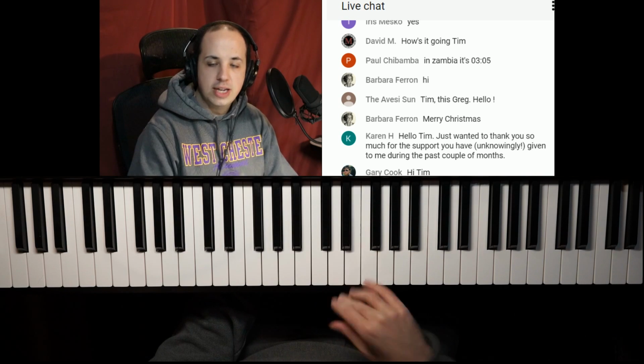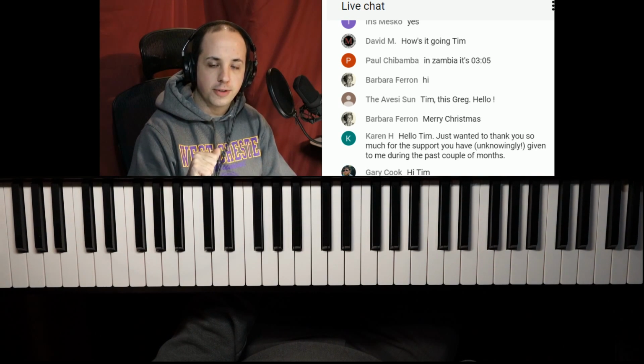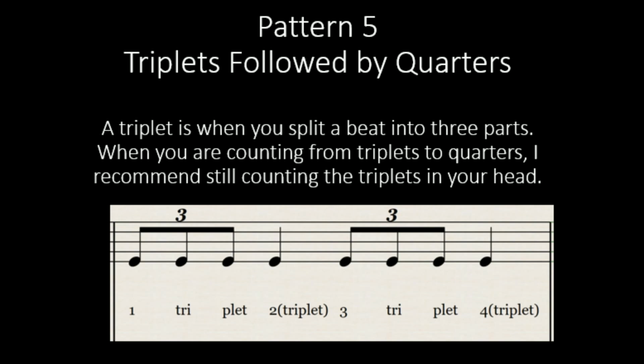There is, of course, another type of rhythm pattern that students really get wrong a lot, which is triplets, going from quarters to triplets, back to quarters, back to triplets. Because you're going from just counting one beat to splitting up into threes, back to one beat, especially if you're used to playing quarters to eighths and then back to quarters, it can be a little bit tricky to maintain that consistency.